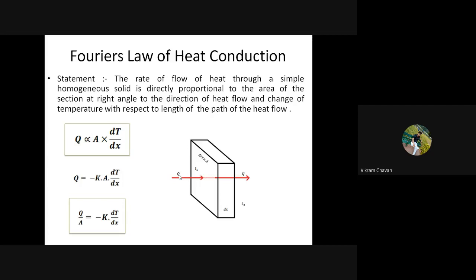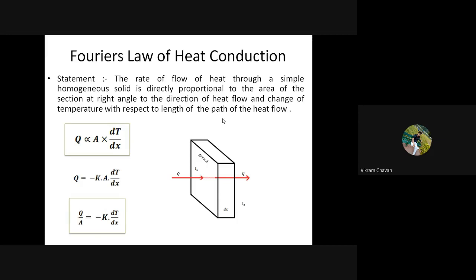Now, to determine this Q, we have to use Fourier's law of heat conduction. Fourier's law states that the rate of flow of heat through a simple homogeneous solid is directly proportional to the area of the section at right angles to the direction of heat flow, and to the change of temperature with respect to the length of the path of heat flow. At the initial stage you will feel the statement is complicated, but we will segregate it into two to three parts.